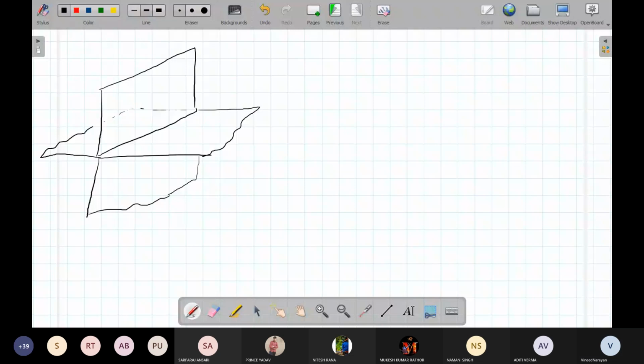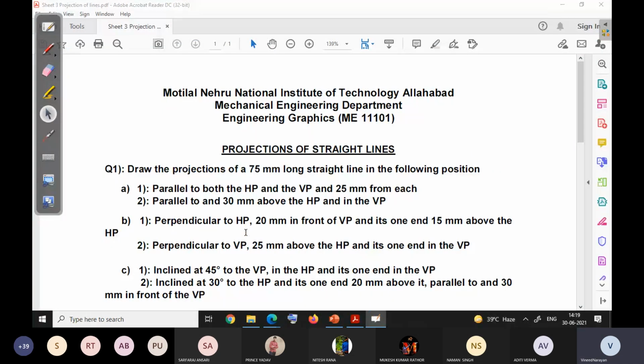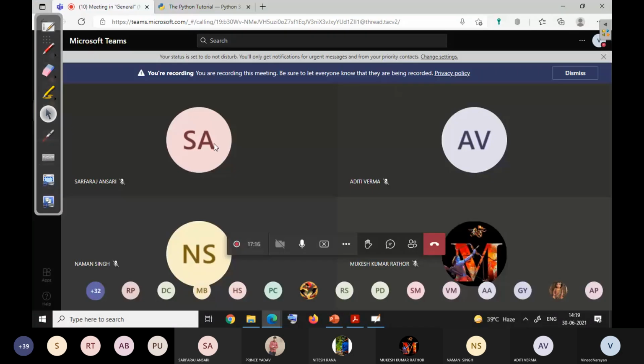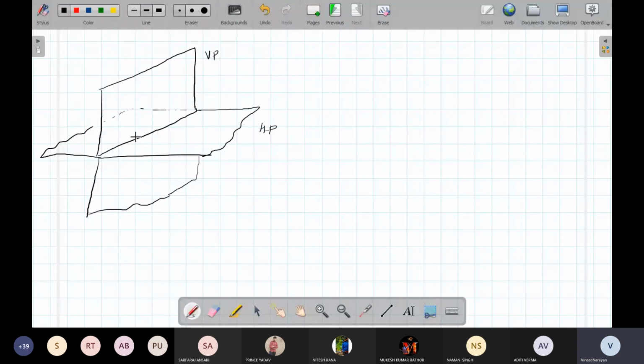Okay. So this is our vertical plane and horizontal plane. Parallel to and 30 mm above HP and lying in VP. So it is lying on VP.